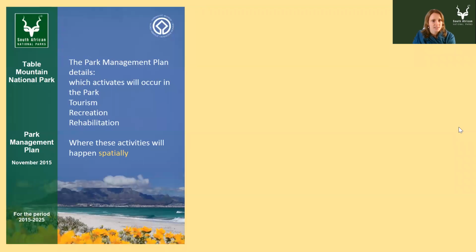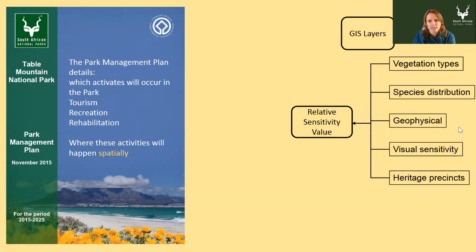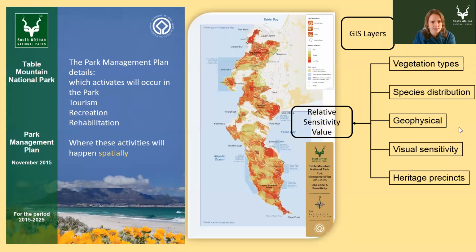So where did this project originate? In SANParks, our parks are governed by what we call park management plans. And these plans detail where activities can occur within the national park. So things like tourism and recreation and rehabilitation, and specifically where spatially these activities can occur. So the planning team will make use of things like vegetation types, species distributions, and heritage assets and view sheds and so on, to develop what they call sensitivity layers. So highly sensitive areas you would, for example, not allow certain activities.